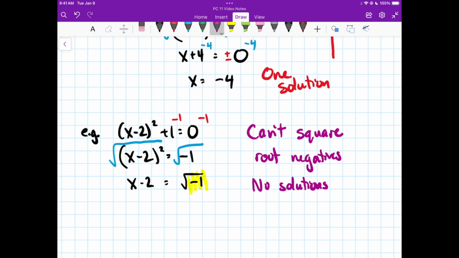And so that's going to be kind of the case in general. If the thing inside your root is negative, you get no solutions. If the thing inside your root is 0, you get one solution. And if it's any positive number, you're going to get two solutions.